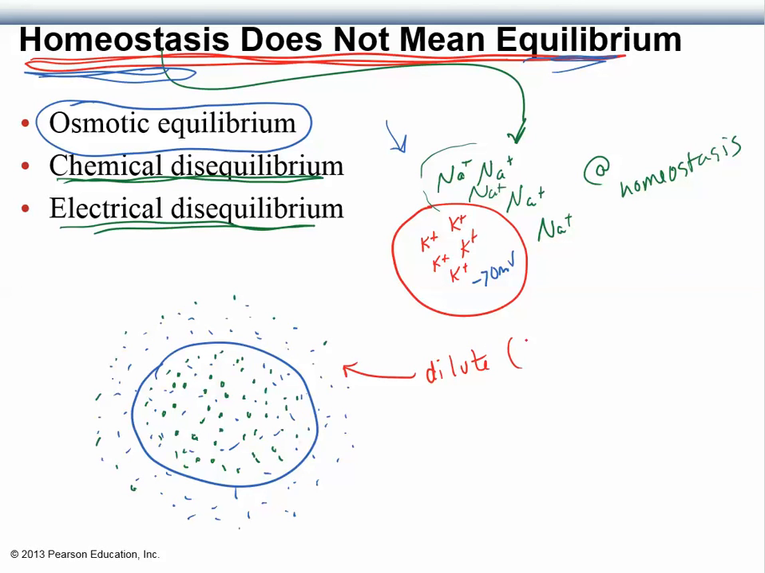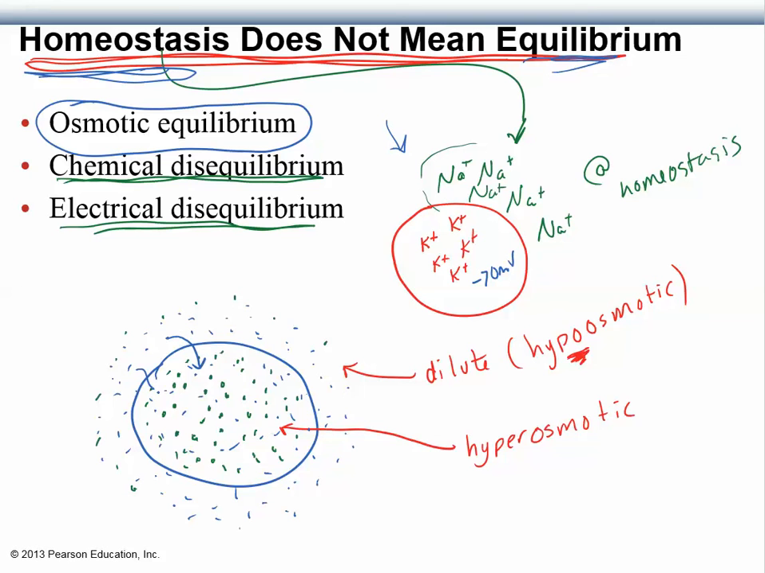and the word we use for that is hypoosmotic. Hypo is referring to the concentration. So if it's very dilute and there aren't very many particles on the outside, we say it's hypoosmotic on the outside. However, on the inside, we say that it's hyperosmotic. That means that the concentration on the inside is much higher. So how is water going to respond to that? Well, if water can move across the cell membrane and move into the cell, that's what it's going to do.